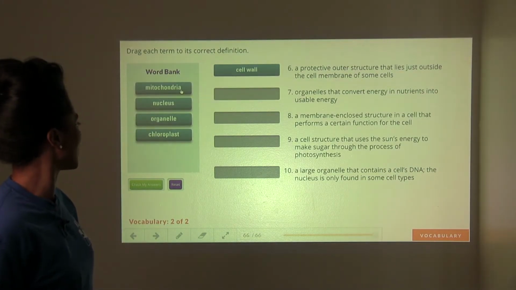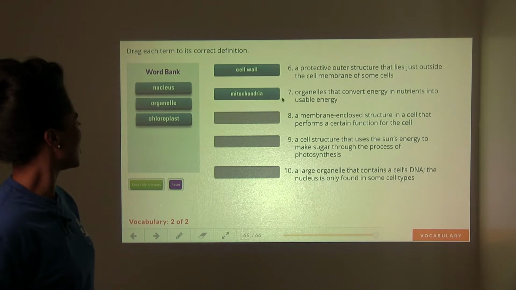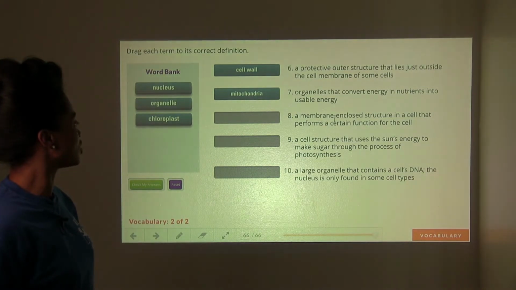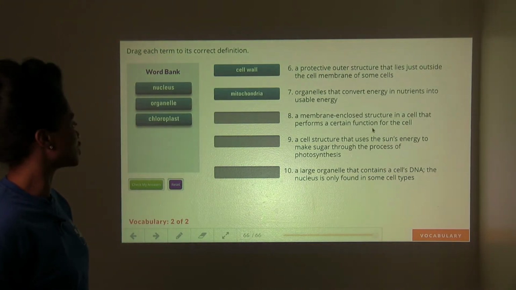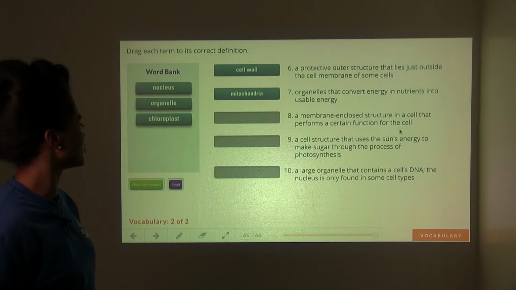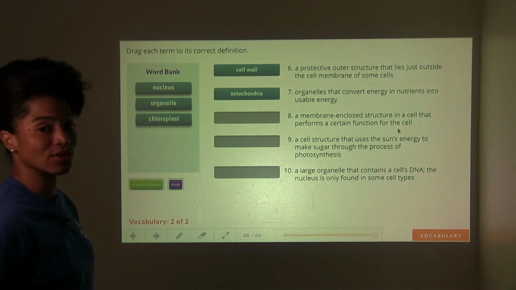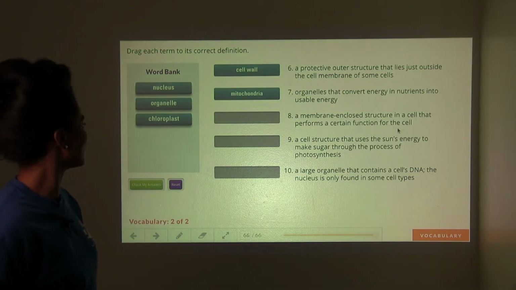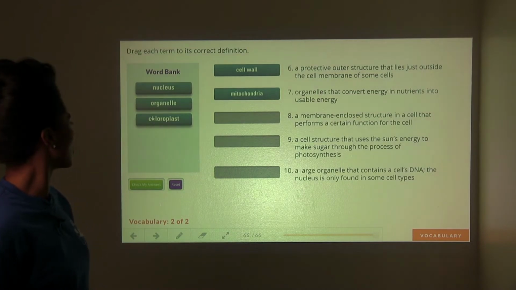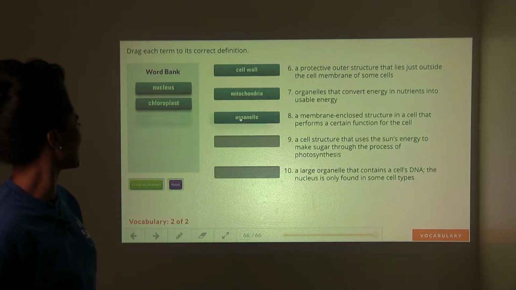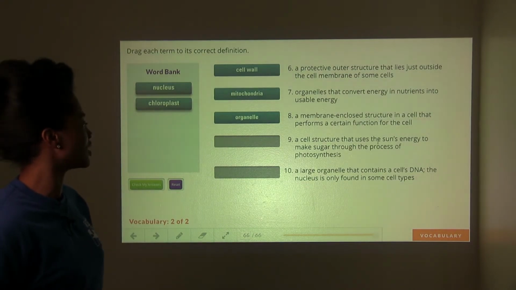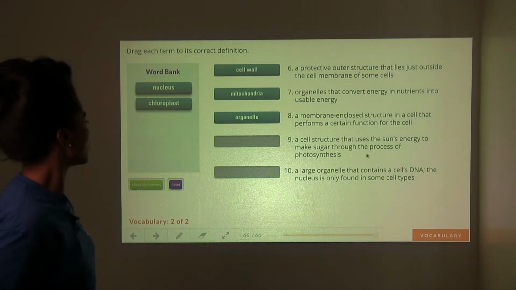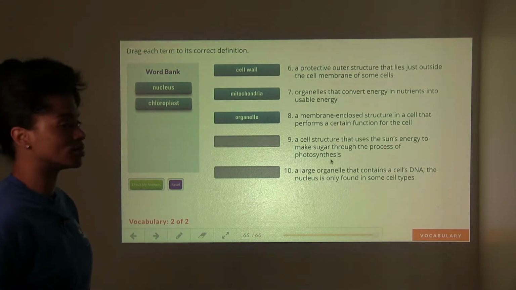Okay, we're going to go with mitochondria. Number 8, a membrane enclosed structure in a cell that performs a certain function for the cell. What do you think? I'm going to go with organelle. Okay. 9. A cell structure that uses the sun's energy to make sugar through the process of photosynthesis.